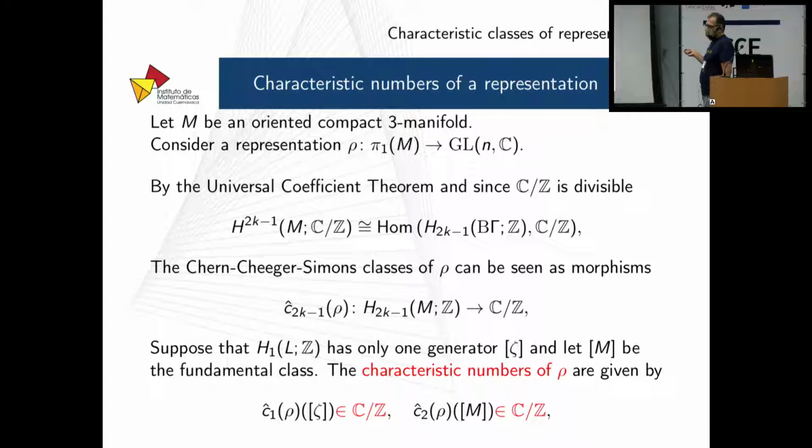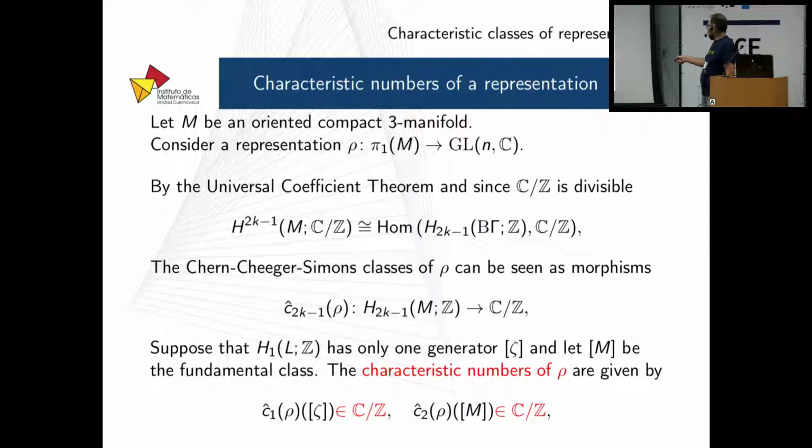Okay. Now, with these classes, we can define numbers as usual. So again, we take our compact manifold M. Now I will restrict to manifolds of dimension 3. I take again a representation, and by the universal coefficient theorem, and since C mod Z is divisible, we have this isomorphism: this cohomology group is isomorphic to the homomorphisms from the integer homology group to C mod Z. And so, with this isomorphism, we can see these Chern-Cheeger-Simons classes as homomorphisms from homology to C mod Z.